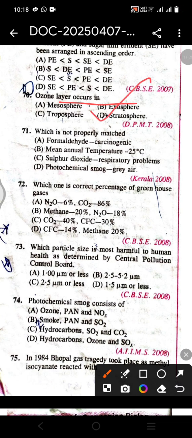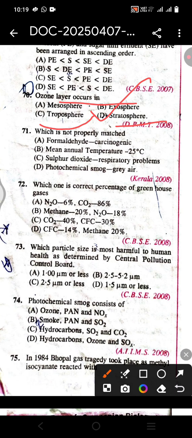Ozone actually occurs in the troposphere as well as in the stratosphere, and on the basis of this it is divided into two categories: good ozone and bad ozone. The ozone found in the stratosphere is known as good ozone because it absorbs UV radiation, whereas the ozone found in the troposphere is known as bad ozone, and due to its presence in the troposphere it is also called a chemical weed.